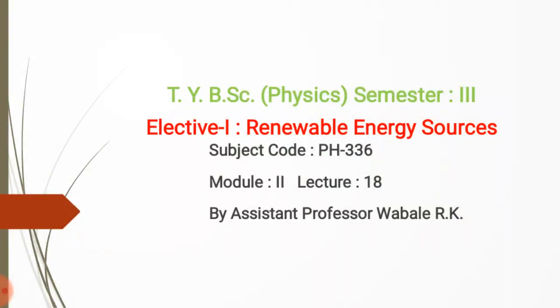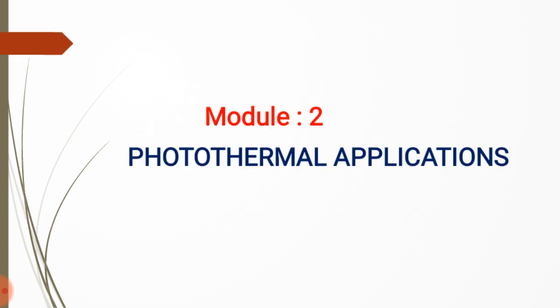Hello student, we are studying our elective first course, that is renewable energy sources, and in that we have started our second chapter, that is photothermal applications. We have discussed some photothermal applications such as solar distillation and solar dryer, and the next we have to study is the solar cooker, particularly the box type solar cooker. So let's start with that.